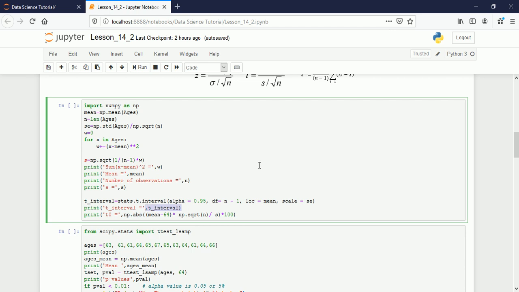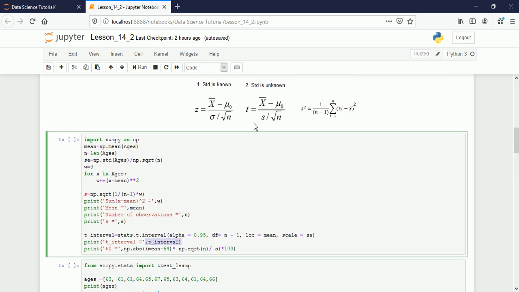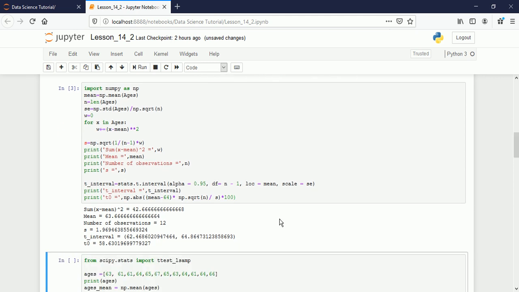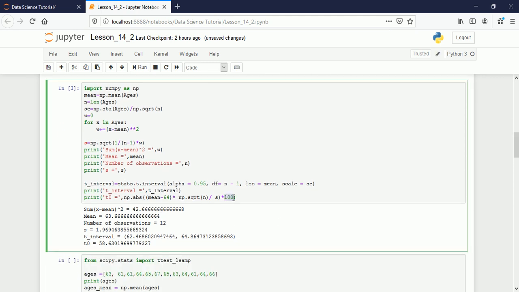And then after that I have to calculate the t value. So for the t value, this is the formula, and you put the absolute value of that. We are taking the mean minus mu, the predefined value, which is 64, and then multiplying by the square root of the sample size divided by S. Then I have to multiply it with how much? 100. So let us see here, because I want to show it in the form of a percentage, so I multiply it with 100.